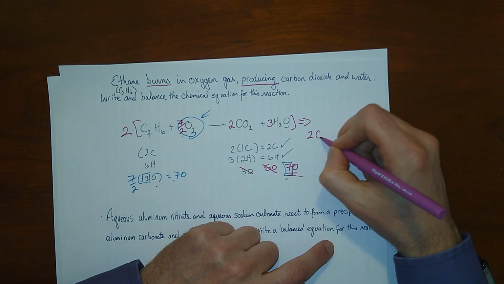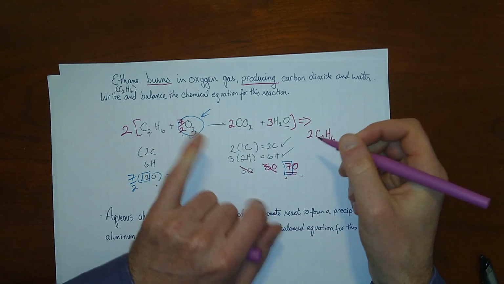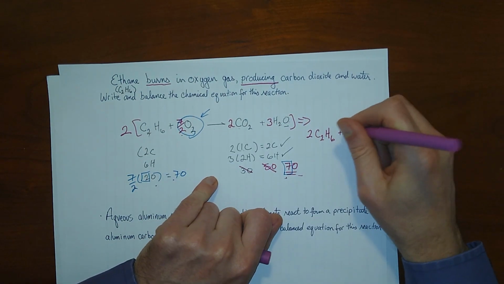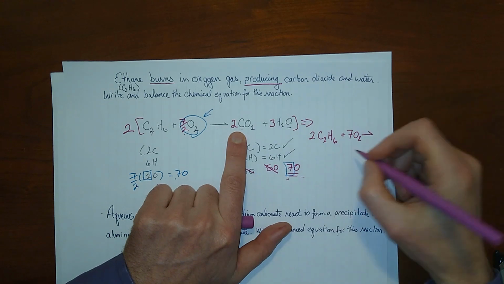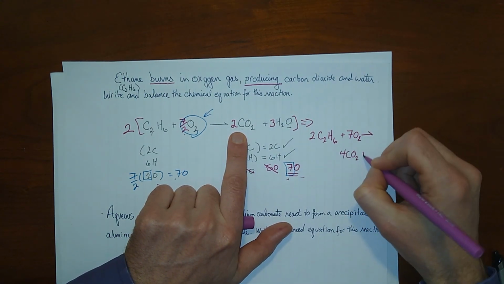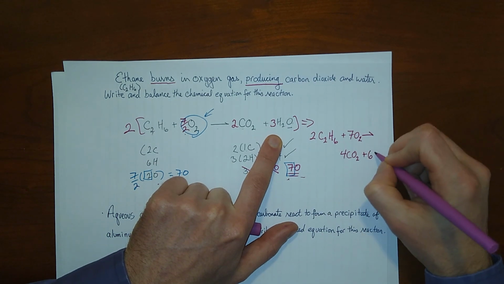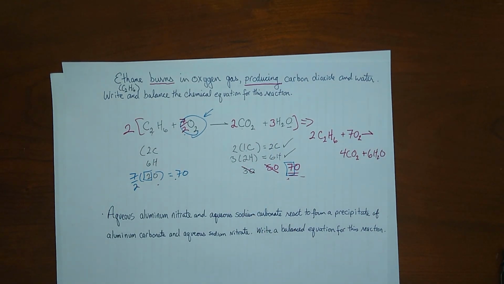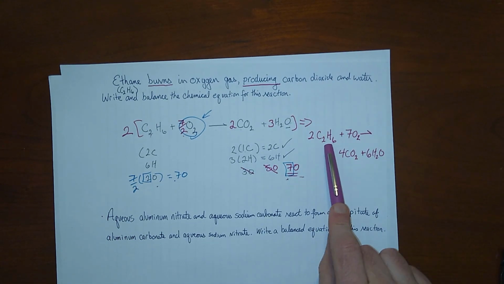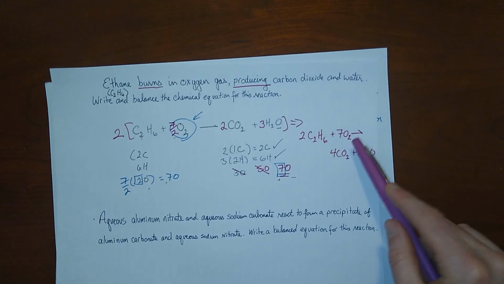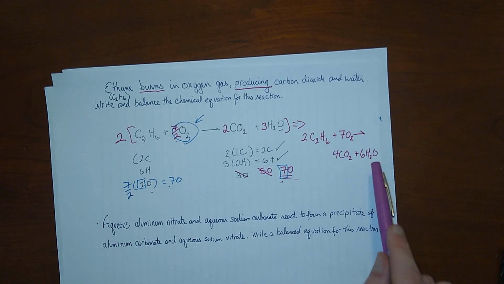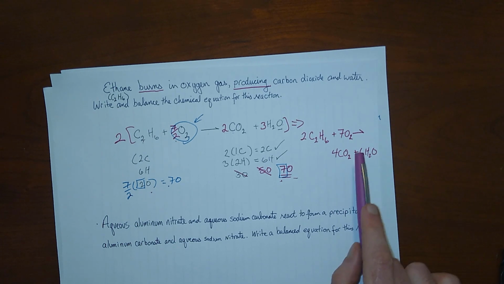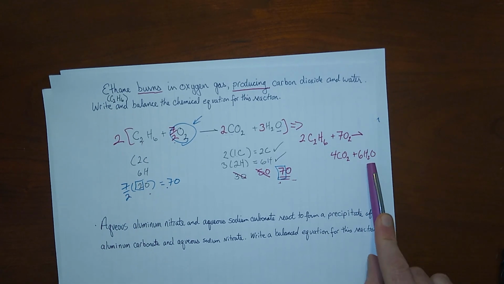I get 2 ethane, 2 C2H6, 7 oxygen molecules, yielding 4 CO2 and 6 H2O, 6 water molecules. Okay, so again, what this equation is telling us is if I take 2 ethane molecules and 7 oxygen molecules, and I apply energy to that and cause burning to happen, I burn the ethane, it's going to break the ethane down and elements are going to recombine in this form. I'm going to get 4 carbon dioxide and 6 waters as a result of that burning.